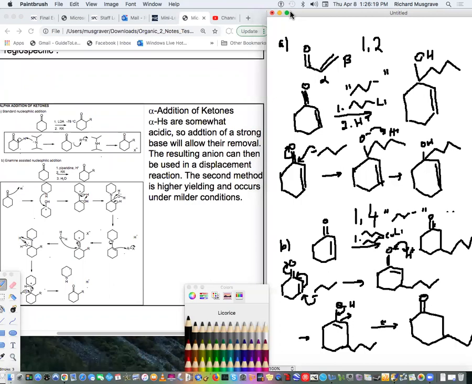Okay, alpha addition of ketones. What we're talking about here is the ability for a hydrogen that is next to a C double bond O to be removed by a fairly strong base. The hydrogens on those carbons, which we call alpha carbons, also called alpha hydrogens, are somewhat acidic because the negative charge that we get as a result of removing that H can possibly resonate with the C double bond O.